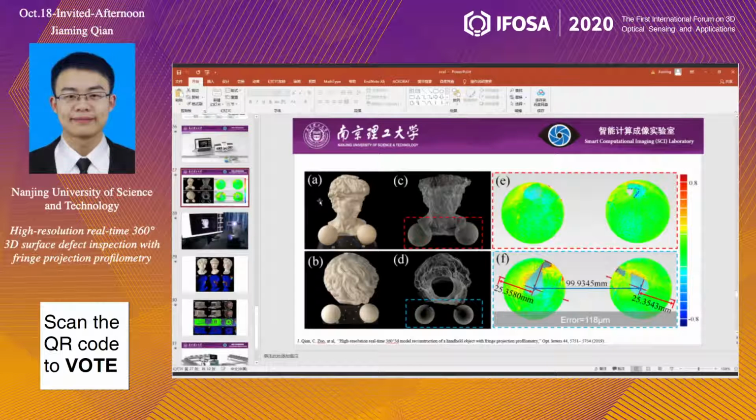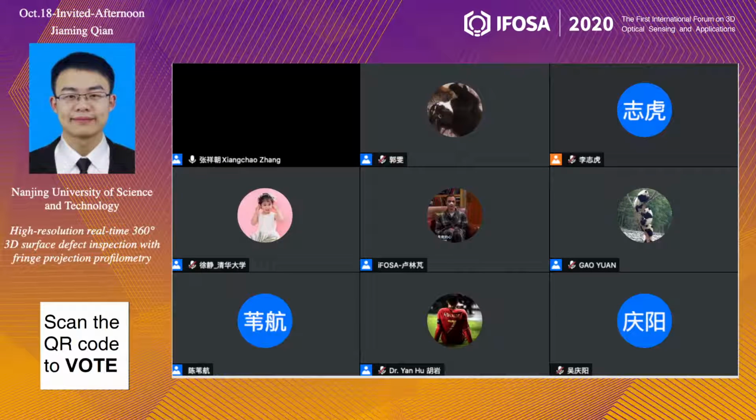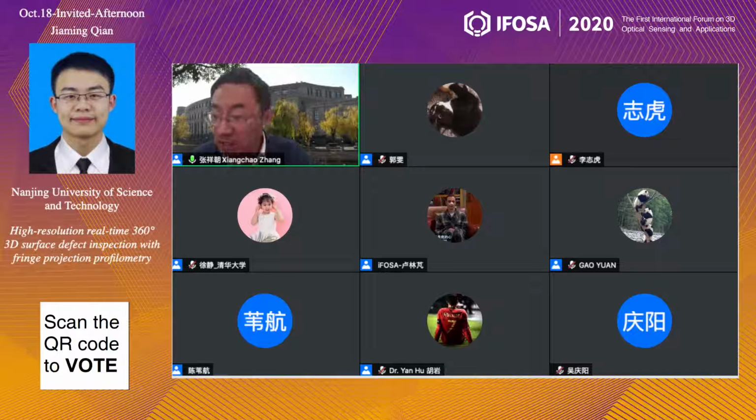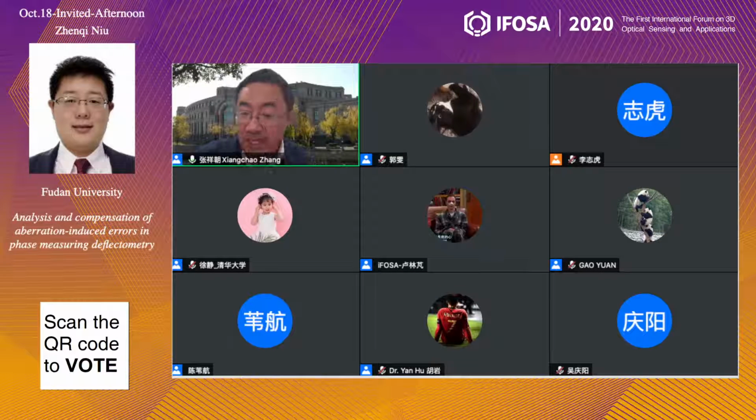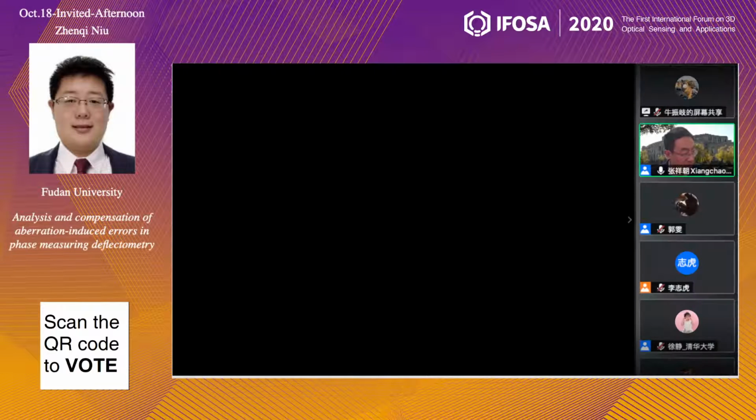Okay. Now we move to the next one. It is Mr. Liu Zhenqi from Fudan University, talking about deflectometry. Okay, let's welcome.